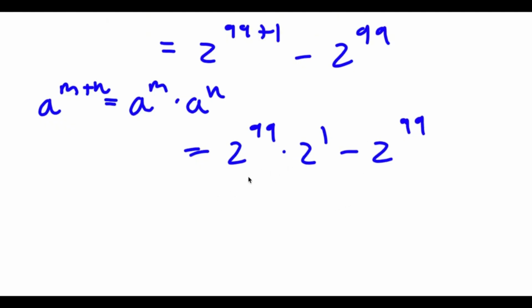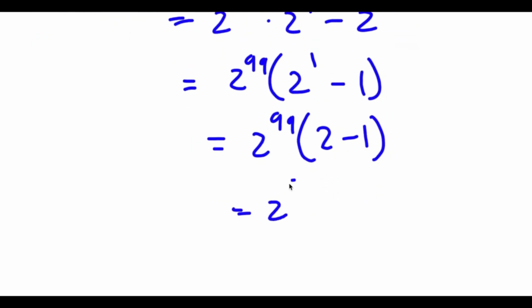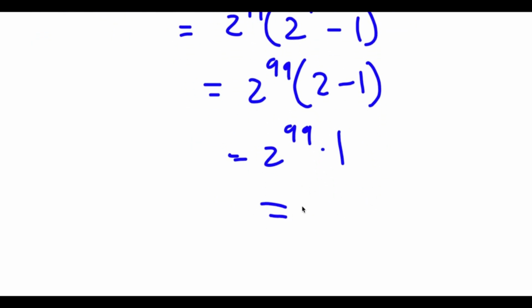Now, from here, because both terms have 2 to the power of 99, I can go ahead and factor out 2 to the power of 99. So now I have 2 to the power of 99 times 2 to the power of 99 times 2 to the power of 1 divided by 2 to the power of 99, simply 2 to the power of 1. And negative 2 to the power of 99 divided by 2 to the power of 99 is negative 1. 2 to the power of 1 here is the same thing as 2. So now I have 2 to the power of 99 times 2 minus 1. 2 minus 1 is equal to 1, so I have 2 to the power of 99 times 1. And anything times 1 is itself. So I simply am left with 2 to the power of 99.